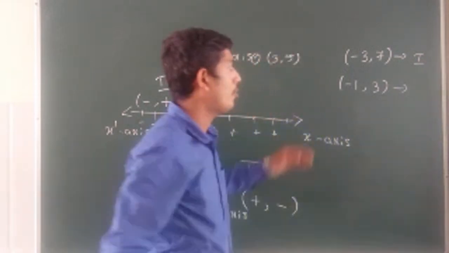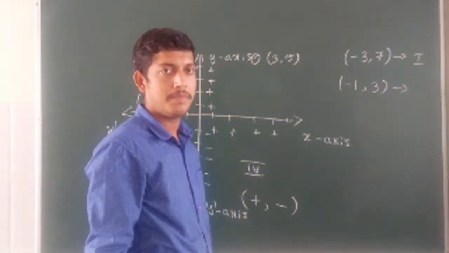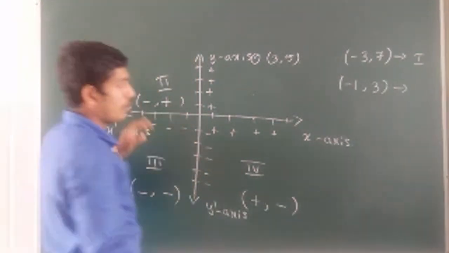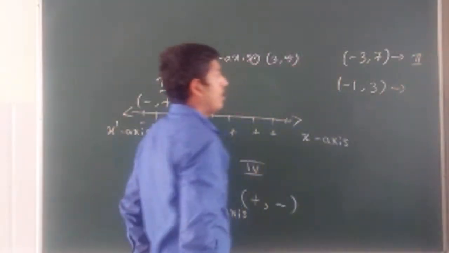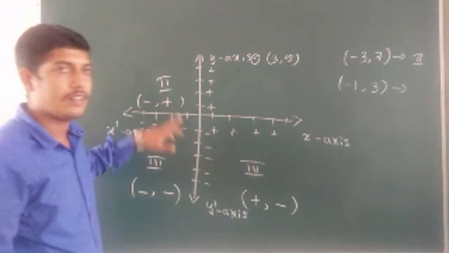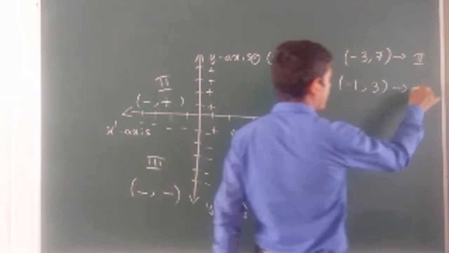Now the second one, minus 1 comma 3. Minus 1, so the x axis is negative, and plus 3. So therefore this is also present in the second quadrant.